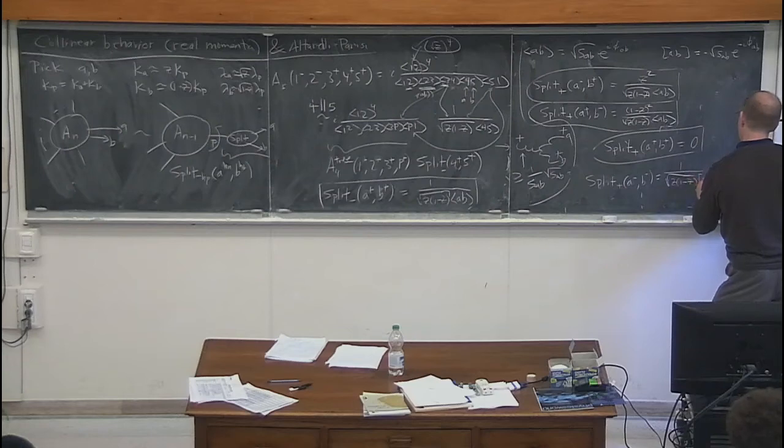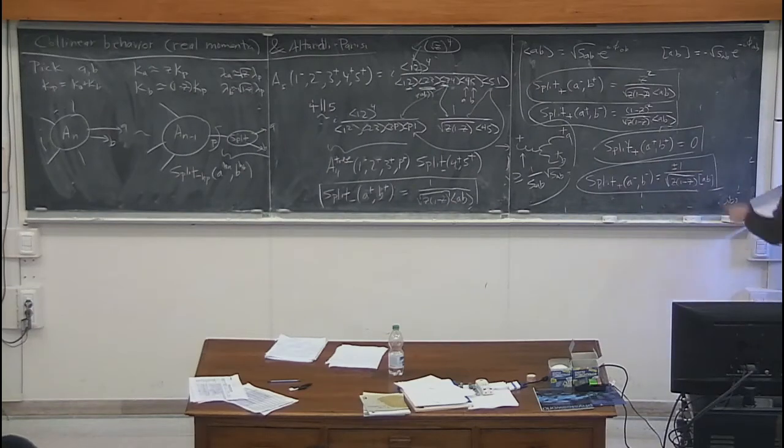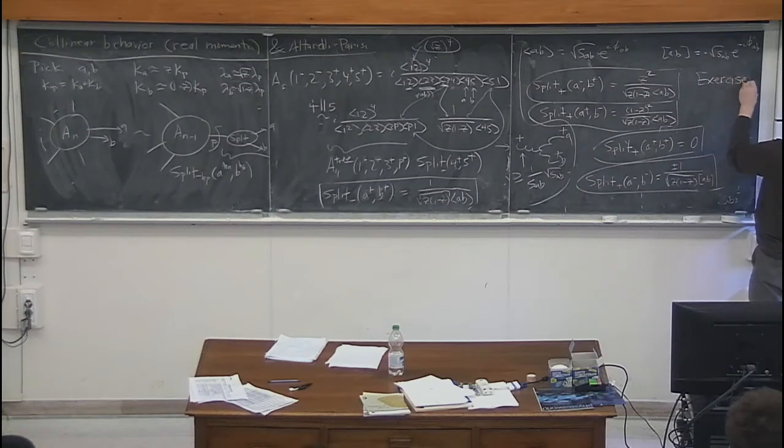So that leads us to an exercise, which is, using these splitting amplitudes, check the 3 goes to 4 limit of A6, the one we computed earlier, the NMHV amplitude.